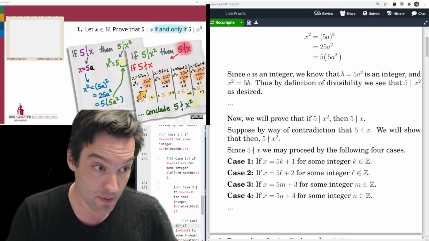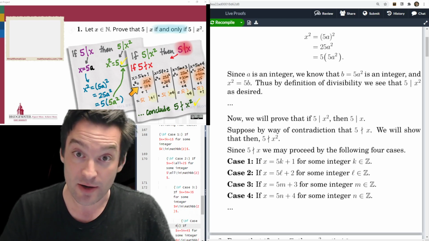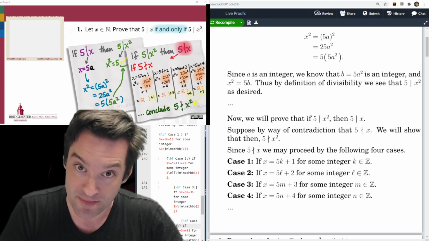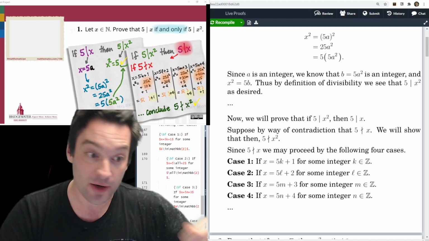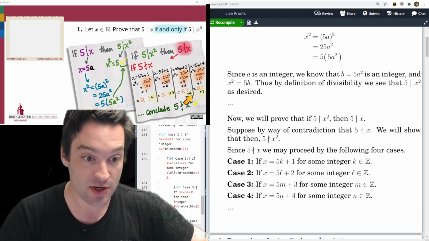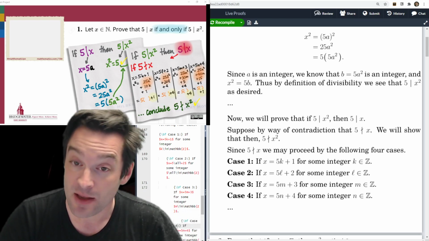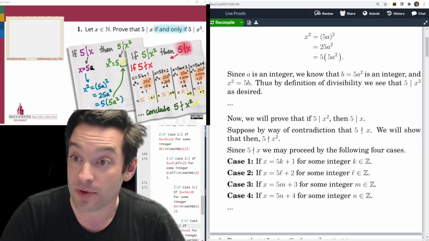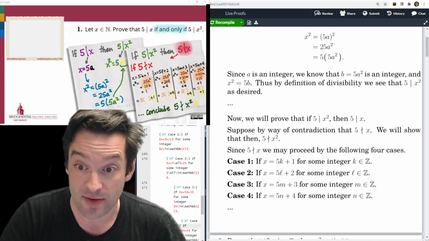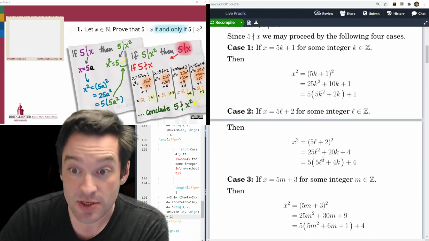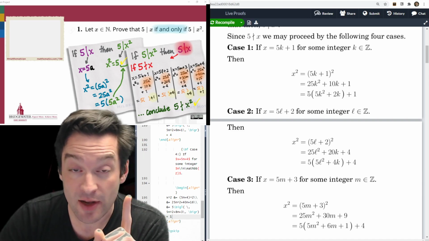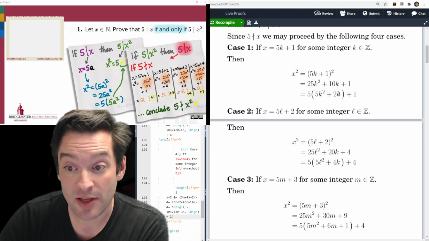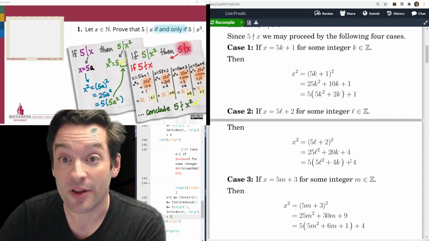Remember, in each case, what we did was we took x squared, we expanded it out using algebra, and identified it as 5 times some integer, either plus 1 or plus 4, depending on which of the cases we happen to be in. So this is a good place to reproduce that algebra in each one of these cases. So in each case, we do out the algebra to figure out what x squared ends up being and show that it's equal to 5 times some integer plus 1 or plus 4.